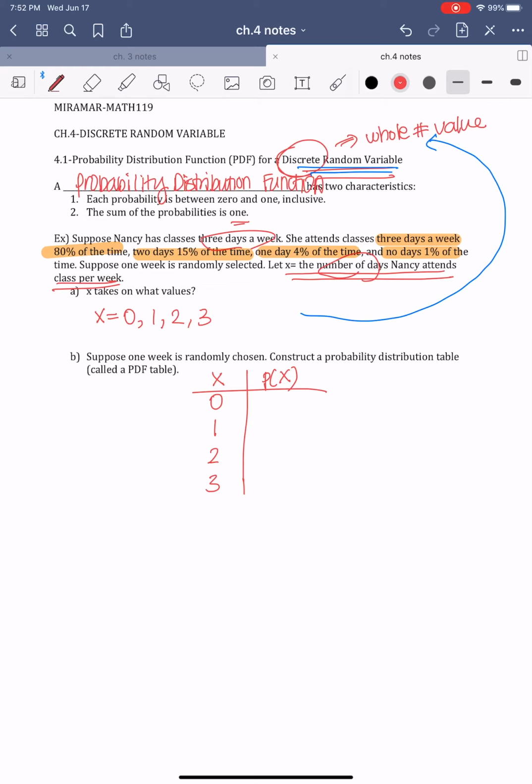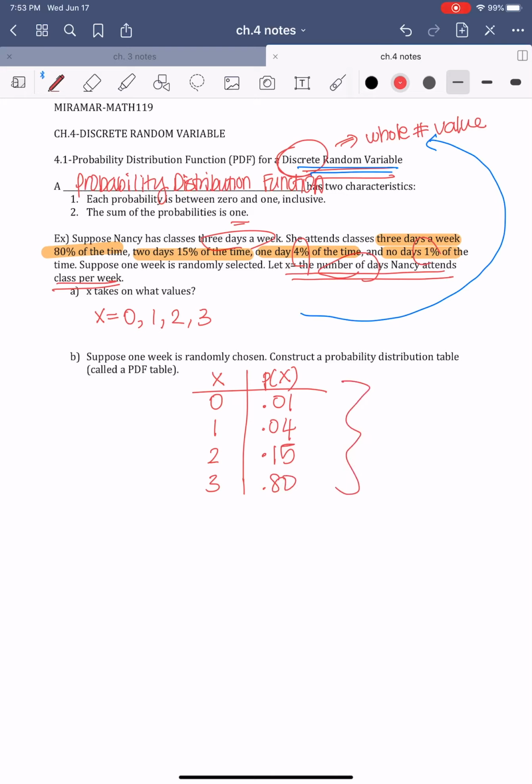So this is an easy example. All I have to do is, okay, so no days, we have 1%. You can write 1% or a decimal value, so that will be 0.01, right? Converting percent to decimal, we move 2 decimal places to the left. 1 day, the probability value is 4%, which is equal to 0.04. 2 days, 15% of the time, so that's 0.15. And then number 3, so 3 days a week, the probability for that is 80%, so 0.80.